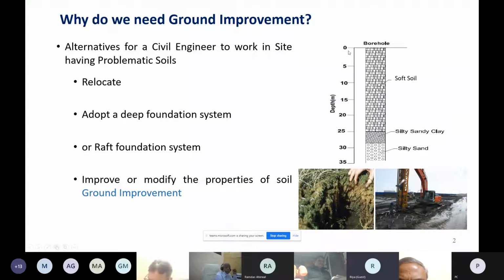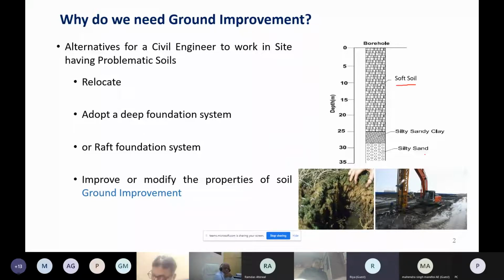For example, if we have a soil profile which looks like this, in this soil profile you can see that for the top 25 meters it is a soft soil, and we all know that very soft soils have a UCS value of less than 25 kPa, which is a very low value to work with. This soft soil layer is underlain by silty sandy clay or silty sand layers. As a civil engineer, there are some options you can work with. The first is, if there is a choice available, and the choice should be based upon cost optimization, relocating to a nearby site with a better soil profile, if that is the cost-optimum solution. You do that.